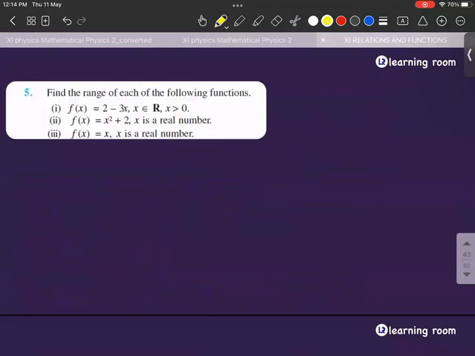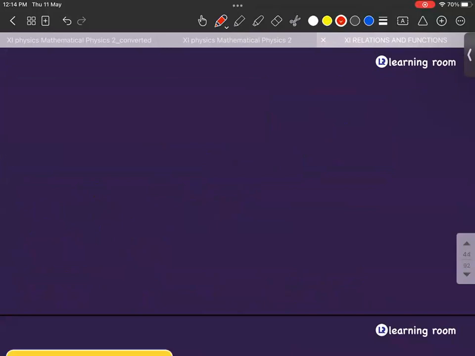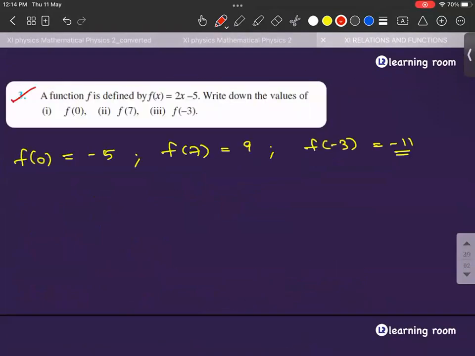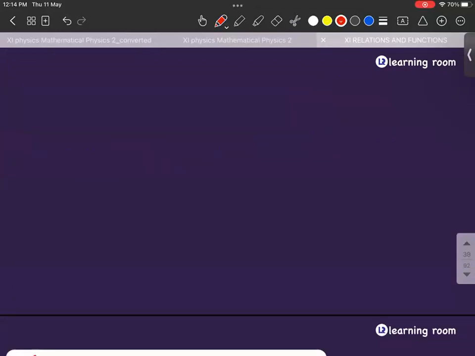Now, fifth one. Find the range of each of the following functions. So for range also, I'll give you a method. It's only 5 problems, no? Now I need to explain how to find the domain and range of functions.